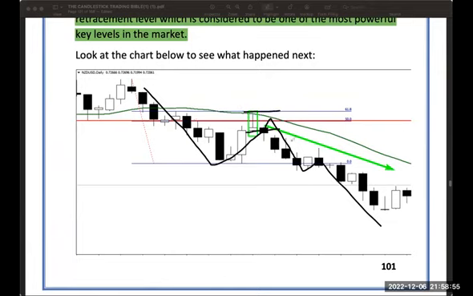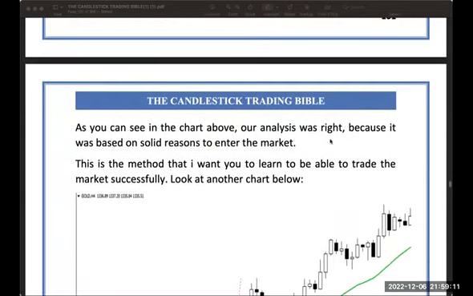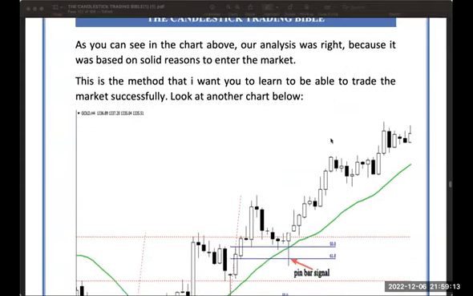So you enter, stop loss, then price just dropped. First they hit this zone, they broke it, then they continue to push down. Okay, so that's actually a good risk to reward ratio, which you obtain by catching the impulsive move. As you can see in the chart above, our analysis was right because it was based on solid reasons to enter the market. This is the method that I want you to learn to be able to trade the market successfully. Look at another chart below.